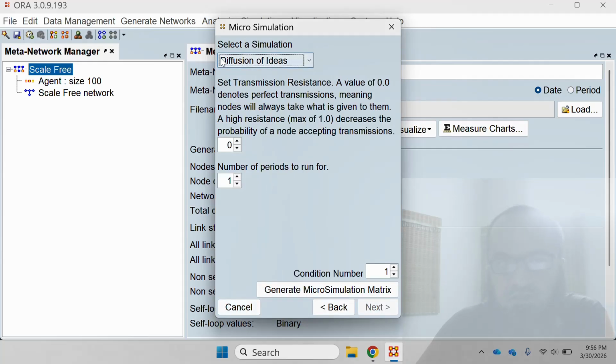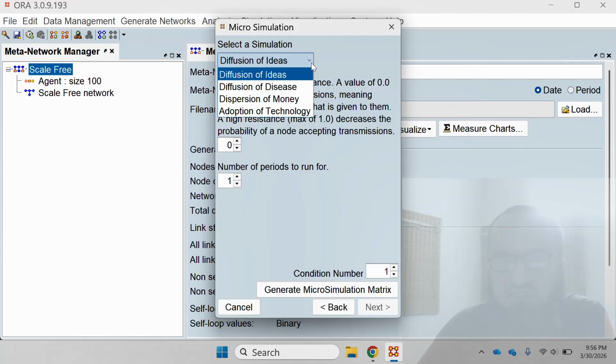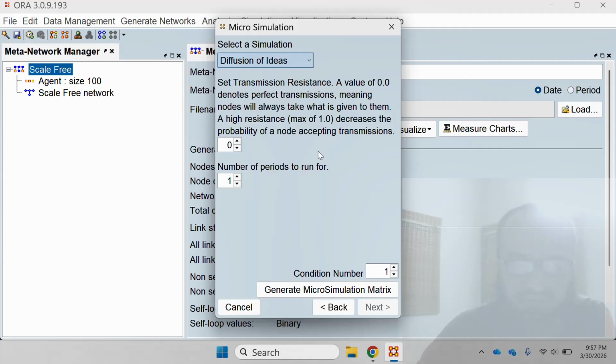Next, it says diffusion of ideas, diffusion of disease, diffusion of money, and adoption of technology. So there are four different simulations available. Diffusion of ideas has to be different from diffusion of disease, from diffusion of money, and from adoption of technology. So why are there four different ones, why not one? We'll see. There is documentation of ORA Lite which mentions the specific configurations of these four simulations.